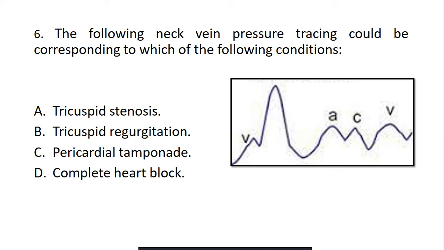Last question. The following neck vein pressure tracing could be corresponding to which of the following conditions? This is V wave. The next positive wave after V should be A wave. So I have here a very tall and peaked A wave. A very tall and peaked A wave is called cannonball A wave. What is your diagnosis? It's complete heart block, because the right atrium is contracting against a closed tricuspid valve, which makes the A wave not just giant, it's a cannonball A wave. It's very tall and peaked.